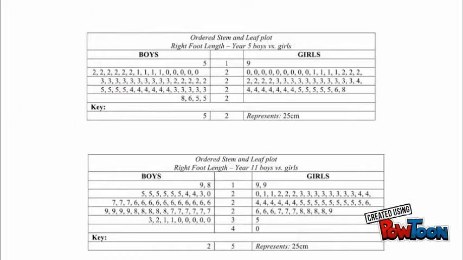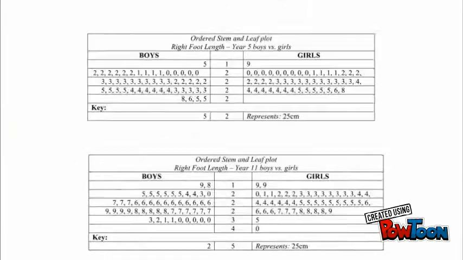This ordered stem and leaf plot is a useful representation to display the most frequent data. It is shown in this stem and leaf plot that in both year levels for boys and girls, the most frequent data range lay in between 20 and 29 centimetres.